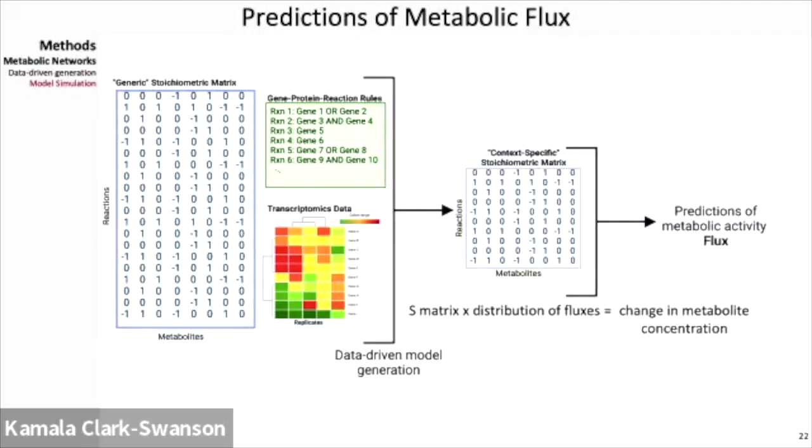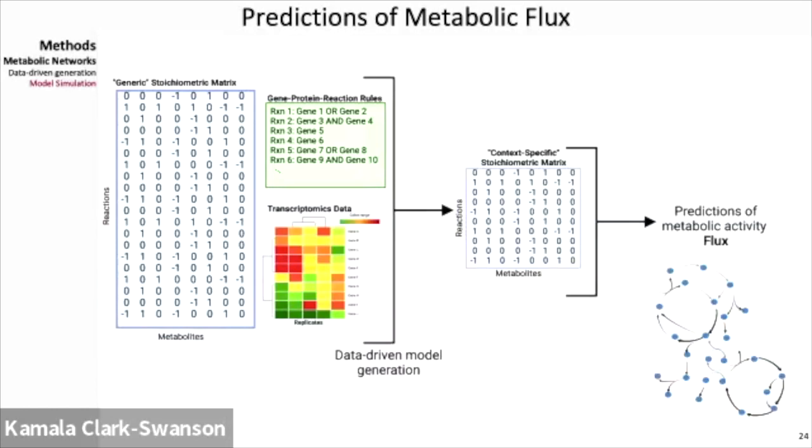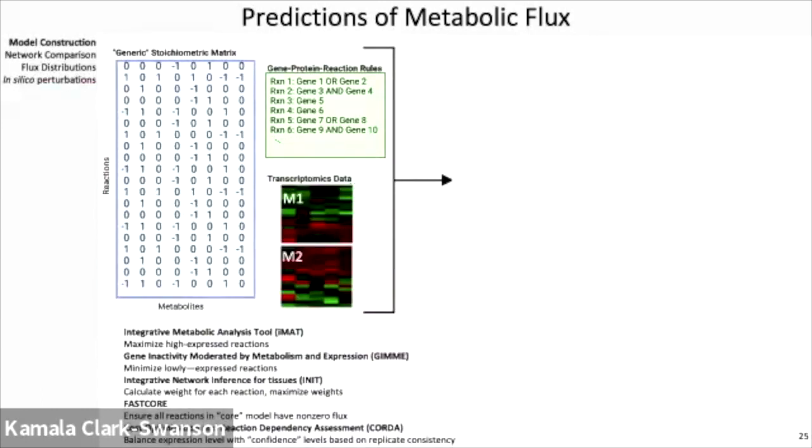And not to go too deep into the math, but the stoichiometric matrix times the distribution of fluxes equals the change in metabolite concentrations. If you assume you're looking at a single snapshot in time, or assume that the system is at relatively steady state, that right-hand side goes to 0 and lets you solve for the distribution of fluxes. So this is a toy network with the darkened lines corresponding to higher flux through the network. And this process of data-driven model generation and then mathematical analysis to predict functional activity is really what we've done here.